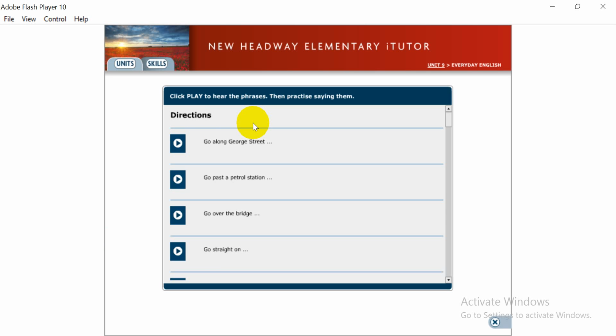If anyone asks you to guide him to any place, you must use these words to guide him to the place that he wanted.